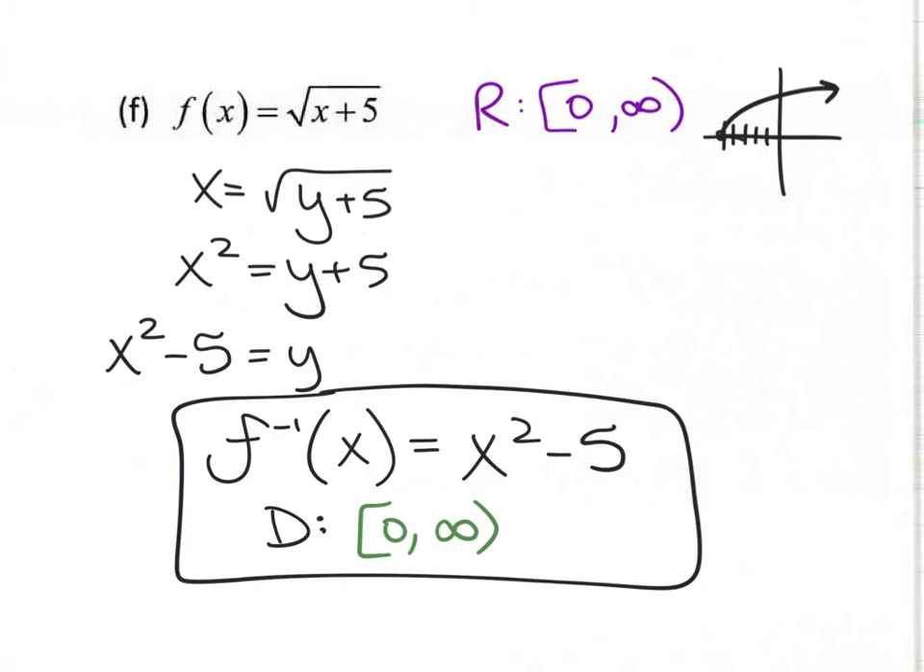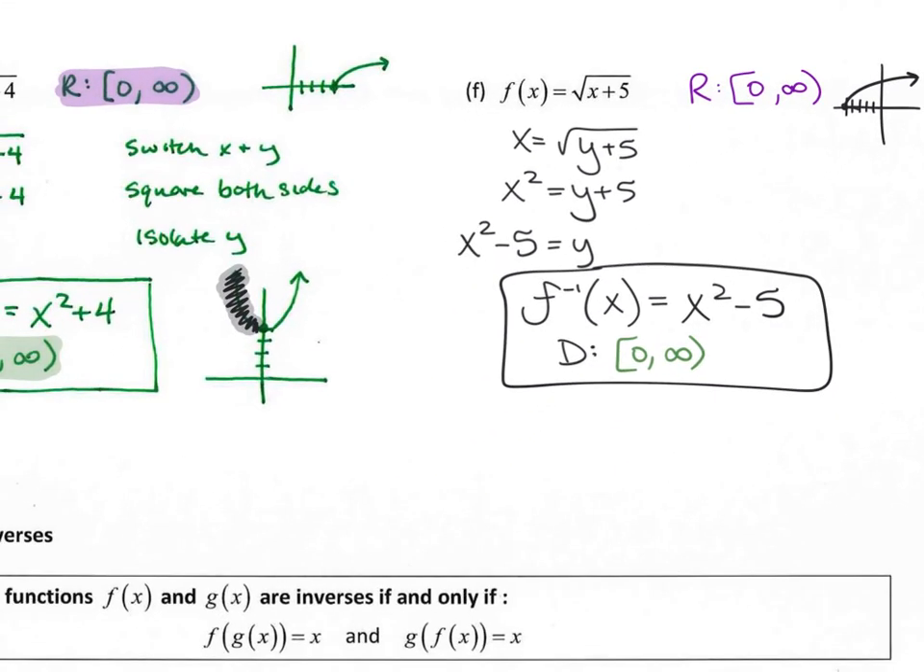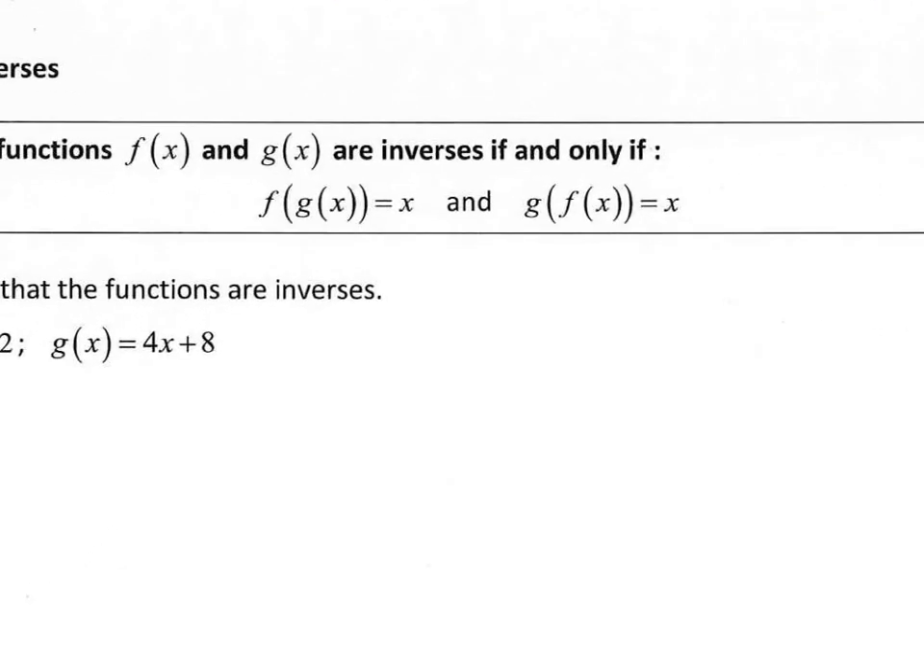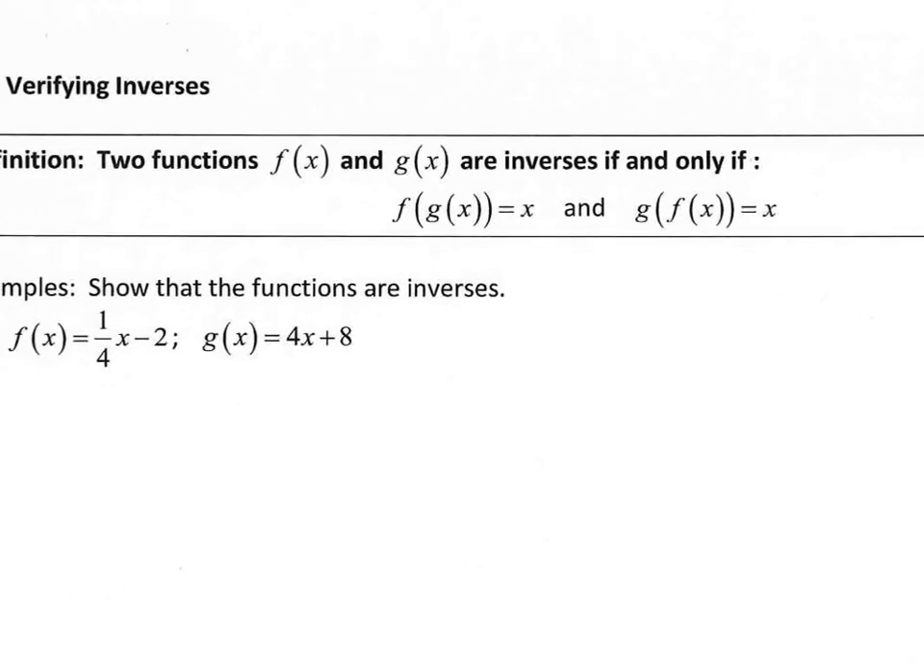Fabulous. Okay, so now that we get what inverses are, we also need to be able to algebraically verify that things are inverses. This is going to be a little bit of a review of what we did last class, because the definition of two inverses algebraically is as follows. Two functions, f of x and g of x, are inverses if and only if both of the following happen. If you do f of g of x, and when you compute all of that, you get x. And if you reverse it, g of f of x, you also get x.